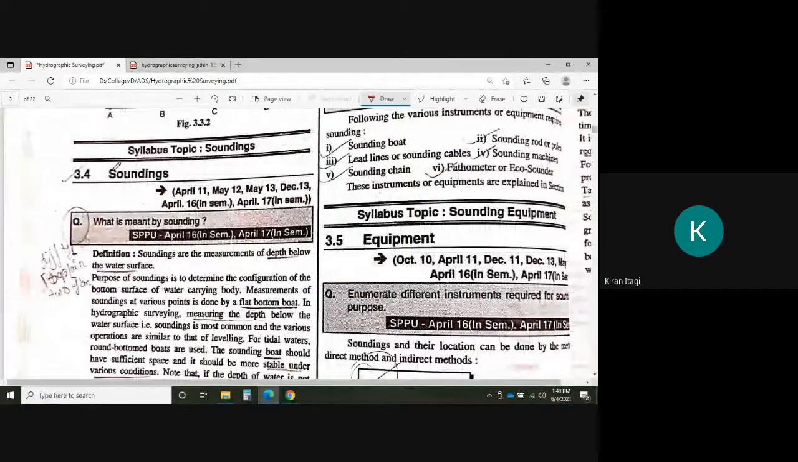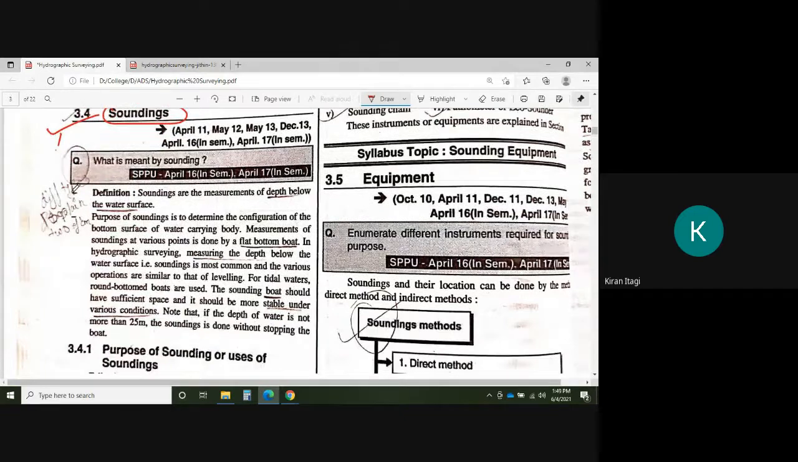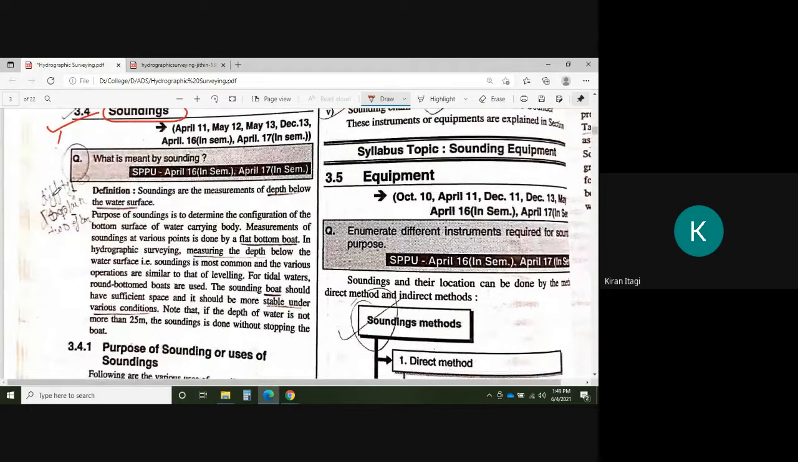The next important thing is sounding. This is a very small unit and very easy to understand. I have already explained what you mean by sounding. Later on I will send the video link of how the sounding works. Soundings are the measurement of depth below the water surface. The purpose of sounding is to determine the configuration of the bottom surface of water carrying bodies.